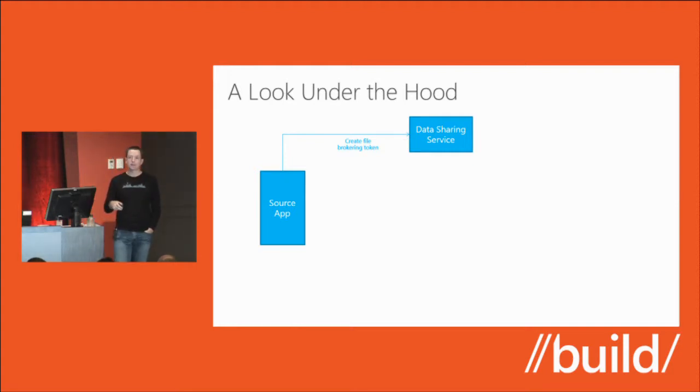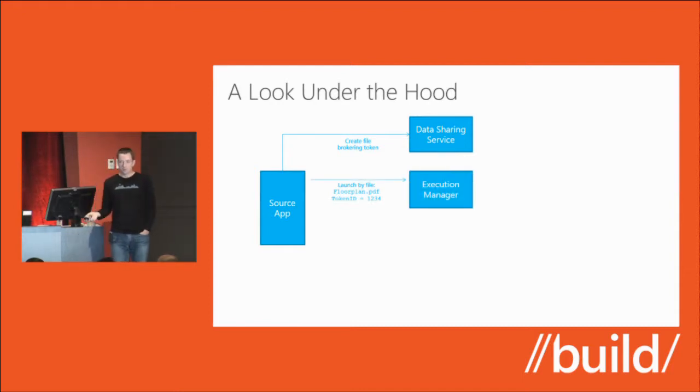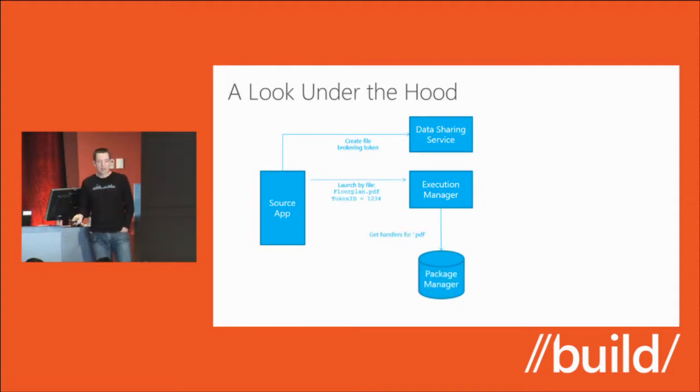We're returning that back to the API, which then passes it into the execution manager component. The execution manager component is really the one that just manages which apps are running at any given time. So it passes in the token ID for that brokered file, and then determines, OK, I've got this token. I've got a file that needs to be shared with an app that can handle PDF. Now I need to figure out which apps can handle that. This is where we find out whether there are 0, 1, or multiple handlers installed. In this case, let's assume that there's one.